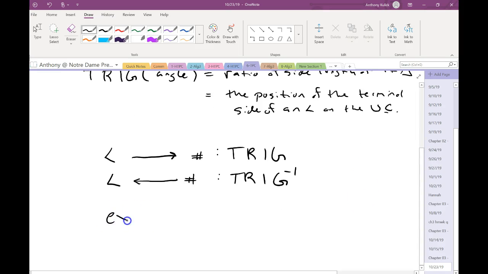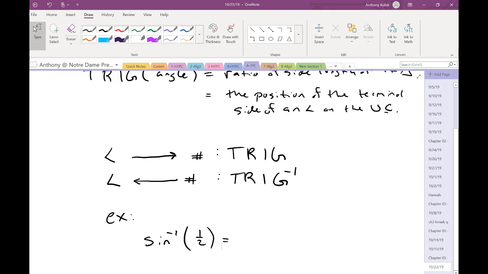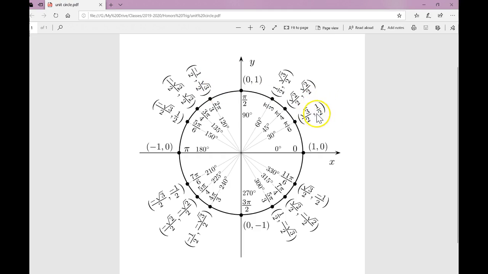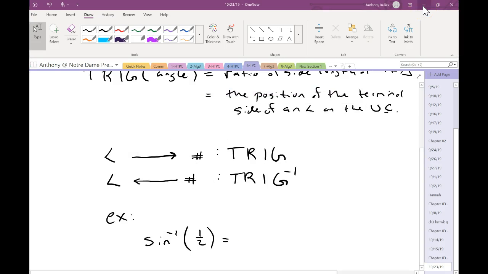So for example, if I take sine inverse of 1/2, what this is going to do is, if I go back and think about my unit circle, sine is the y coordinate for my unit circle. So sine of 30 degrees corresponds to 1/2. So if I take sine inverse of 1/2, I'm going to get back 30 degrees.